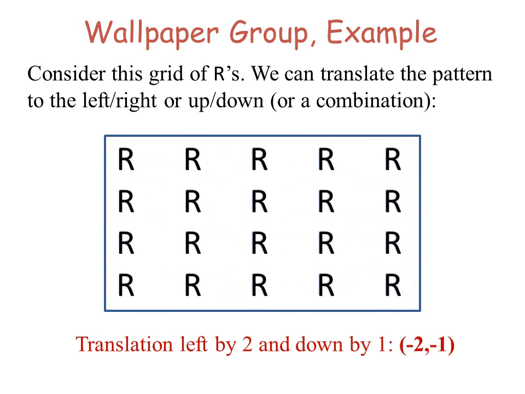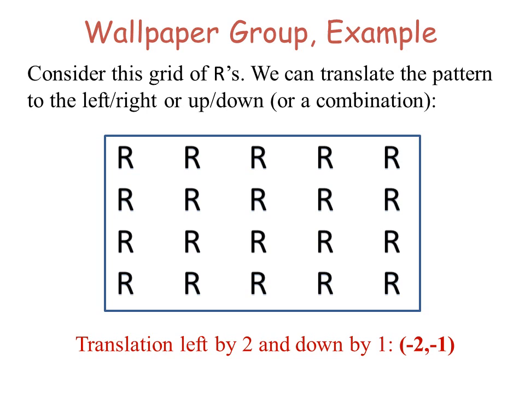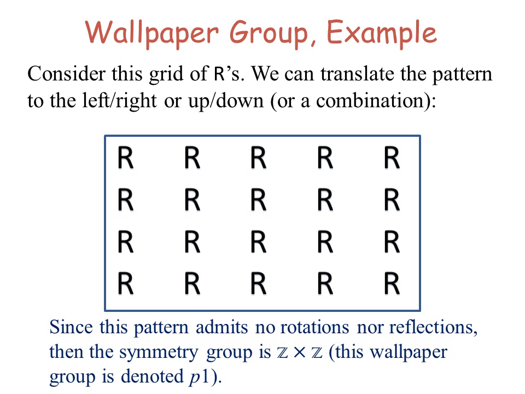We can translate to the left by 2 and down by 1. We associate this with the pair -2, -1. Since this pattern admits no rotations nor reflections, the symmetry group is Z times Z. This wallpaper group is denoted P1.